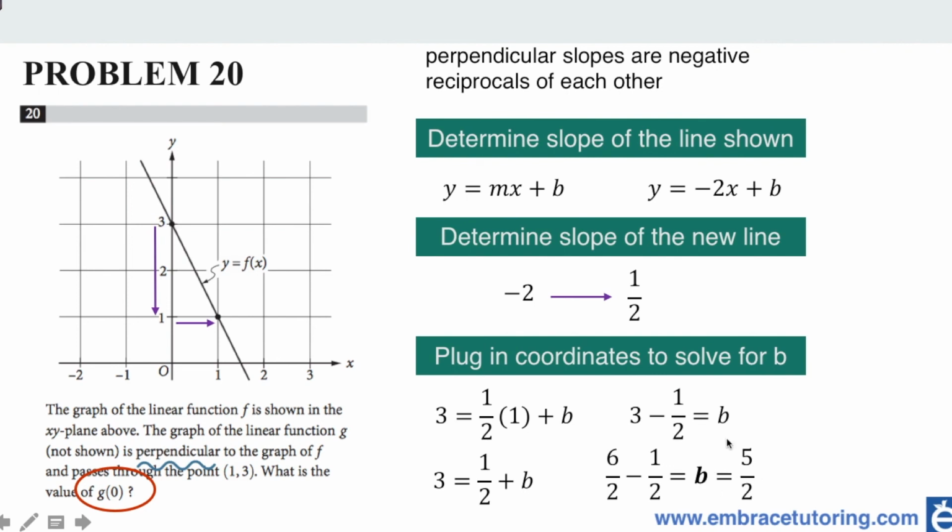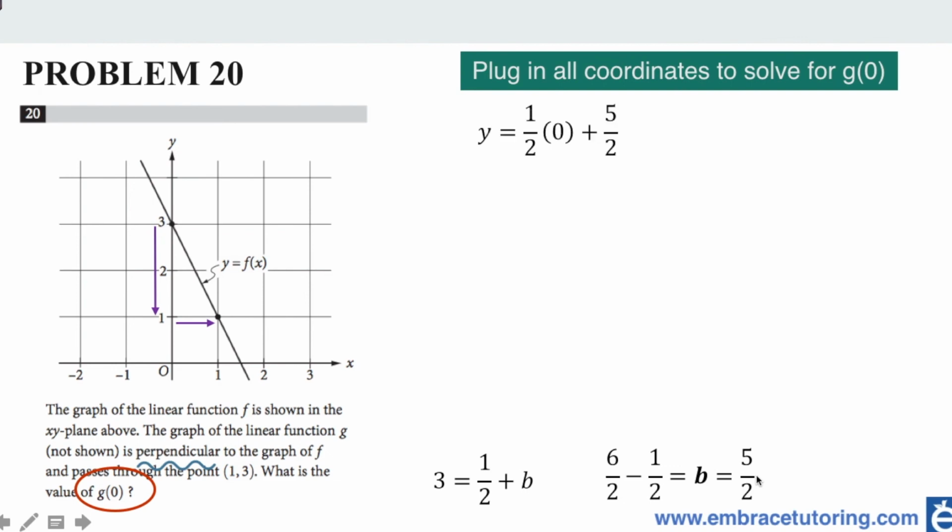However, remember, I'm not done with the question yet, because now I need to plug in x equals 0 and solve for that y coordinate. All I did here was find the common denominator and solve for b. Now I have 5 over 2. So here I have y equals 1/2 times 0, plus 5 over 2. Remember, the 0 here is coming from the fact that this is my new input. So this luckily will cancel, because anything times 0 equals 0, and my y coordinate is then going to be 5 over 2. So my g of 0 is equal to 5 over 2, and 5 over 2 should be my answer.